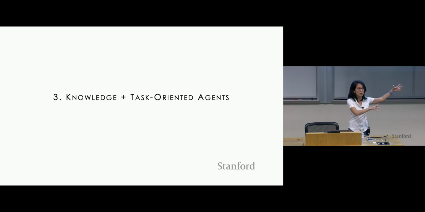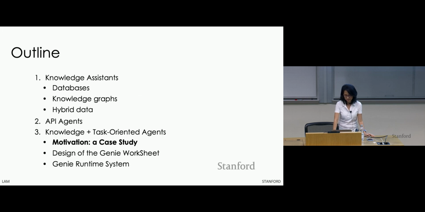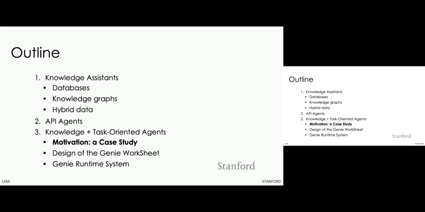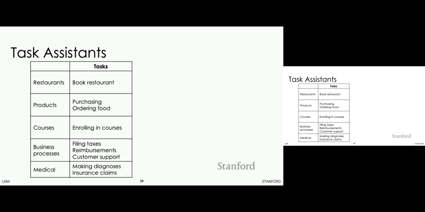So we talked about knowledge. We talked about simple tasks. Let's talk about the whole thing. Let's talk about a motivation as a case. It starts with a case study. So enrolling in a course, you can think of as a task agent, like booking a restaurant. You know, these are simple. These are APIs. They get harder and harder, but these are APIs.